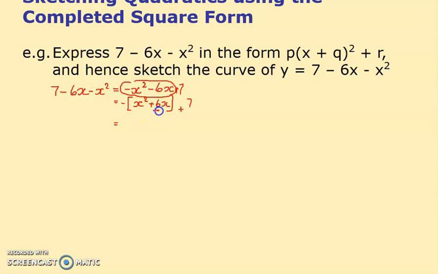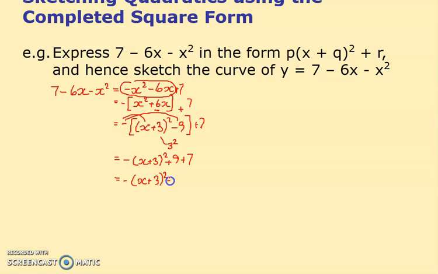Now I have to half the 6, which is 3. So it's in brackets x plus 3 all squared. Don't forget now I do 3 squared, which is 9, so I take away the 9. And don't forget the plus 7. Now I write minus the bracket squared. Minus and minus is a plus 9. Plus that 7 sounds to me like plus 16. So it's minus x plus 3 all squared plus 16.